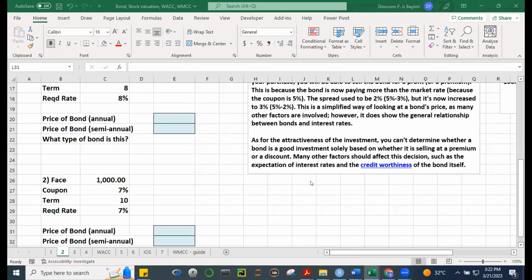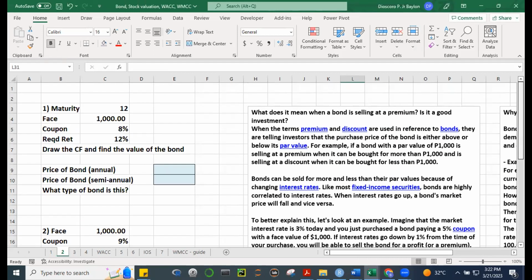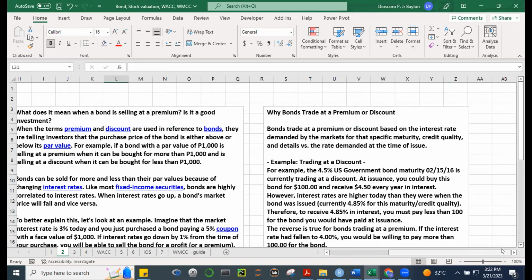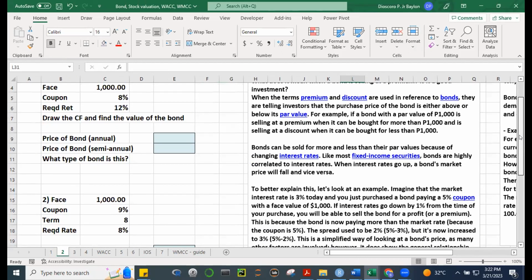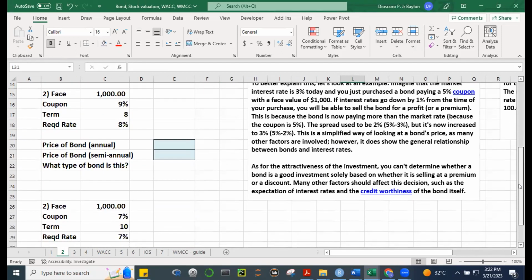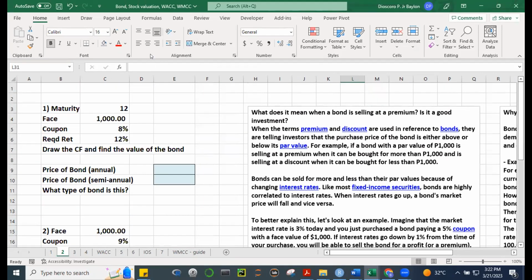All right, so the next part of the next lesson is bond valuation. Okay, so what's the difference between a bond and a stock? Bonds are fixed income securities, sir, whereas stocks are ownership of a company that sometimes gives dividends.